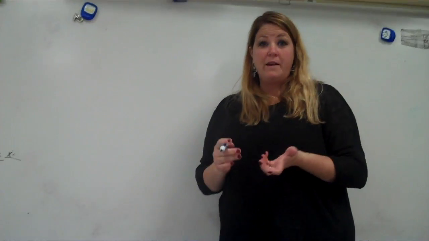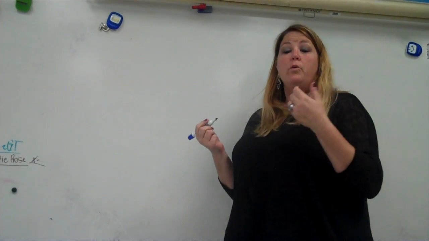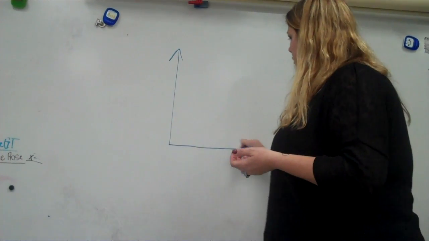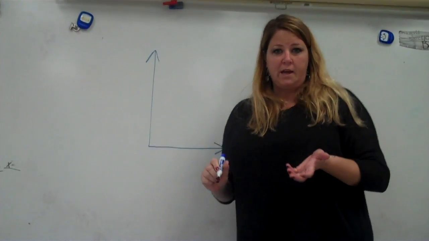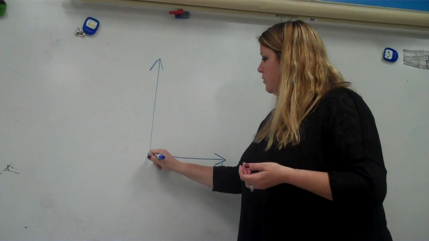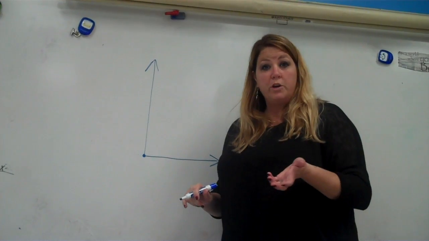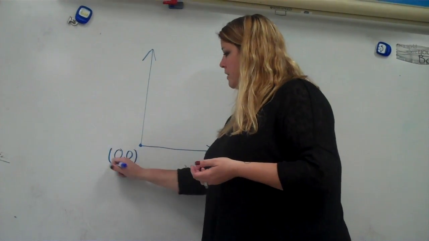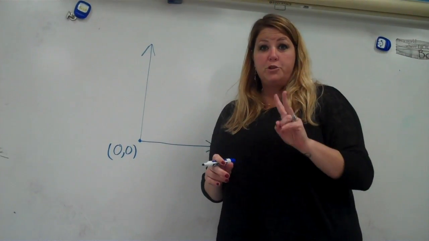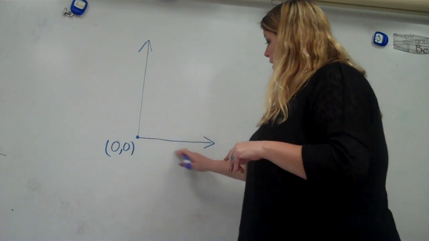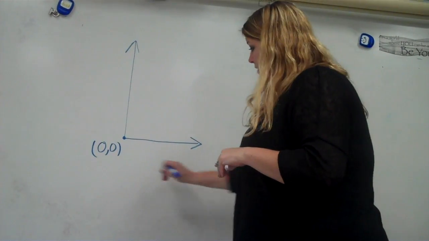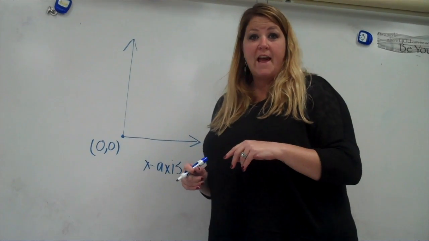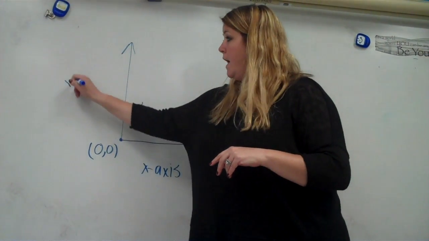Guys, we're going to talk about graphing today in the first quadrant. This is a little bit of a review. You know that a graph is just made up of two number lines. This point here where we always start graphing is called the origin, and that's located at (0, 0). My graph is made up of two axes. The one that runs horizontally is called the x-axis, and the one that runs vertically is called the y-axis.